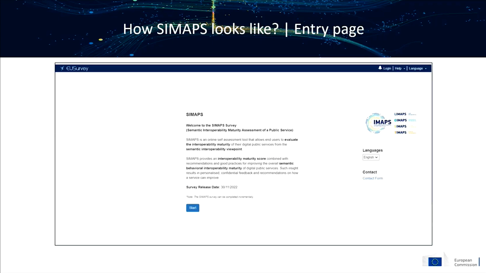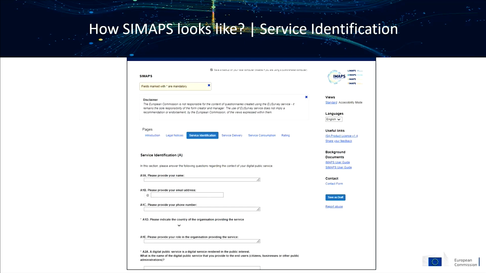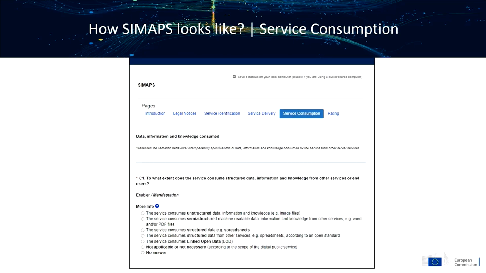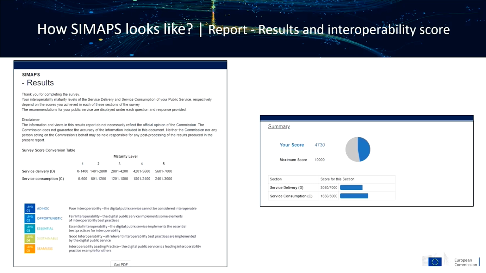So how does SIMAPS look? First, the user will view the SIMAPS entry page. Next, the SIMAPS introduction and legal notices will be presented. Following is the service identification section where information is provided for the digital public service. The next sections include service delivery and service consumption, followed by the questionnaire rating page. Finally, the results and score are provided with tailored recommendations.